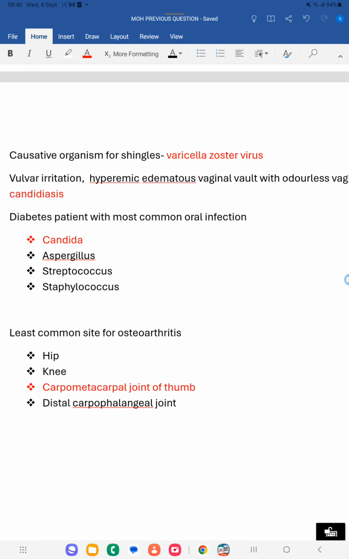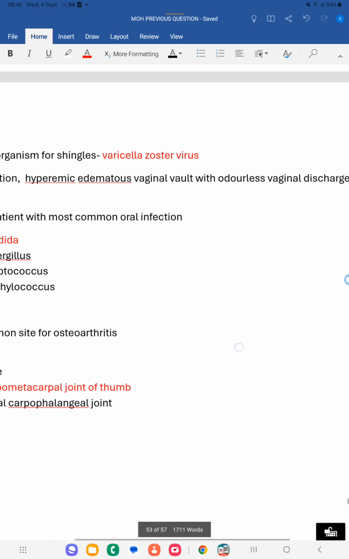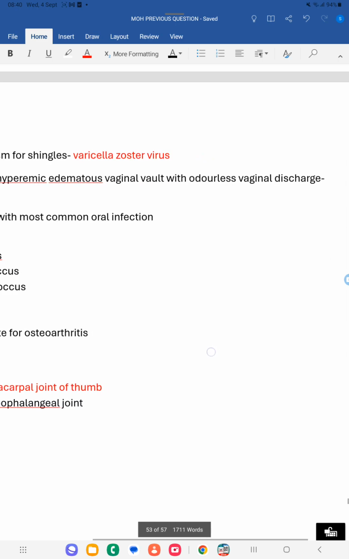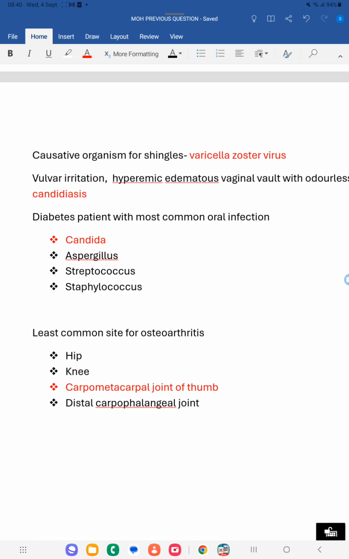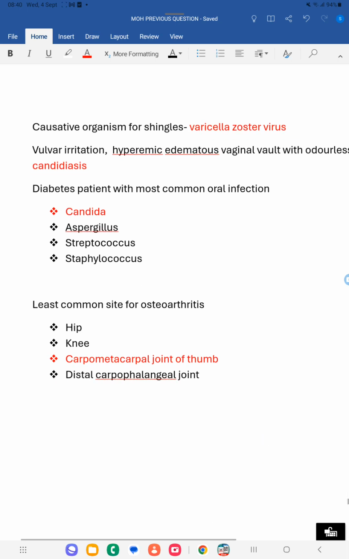Next, the causative organism for shingles is varicella zoster virus, because varicella zoster virus first acts as chicken pox, then on reactivation it is called shingles. Then vulval irritation, hyperemic edematous vaginal vault with odorless vaginal discharge is usually seen in candidiasis infection. And in diabetes patients, the most common oral infection is candida. So if diabetes patients get an oral infection, the most common causative organism is candida.